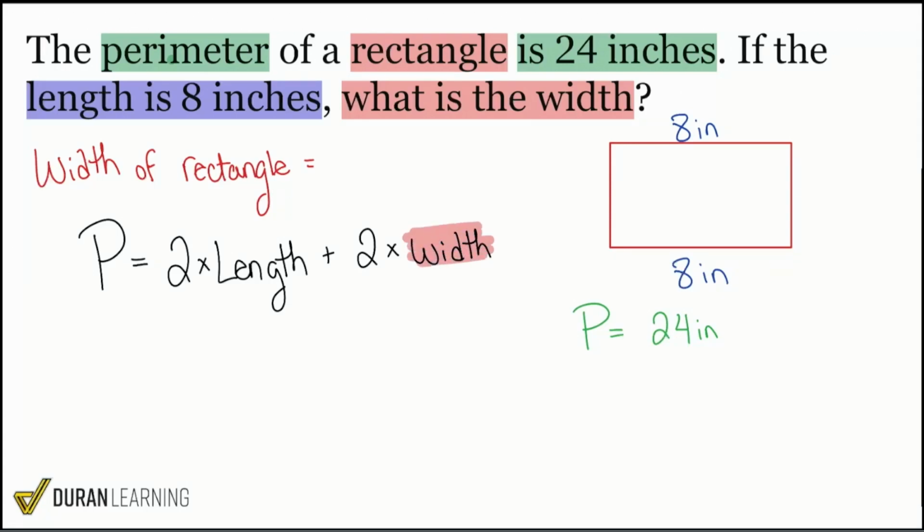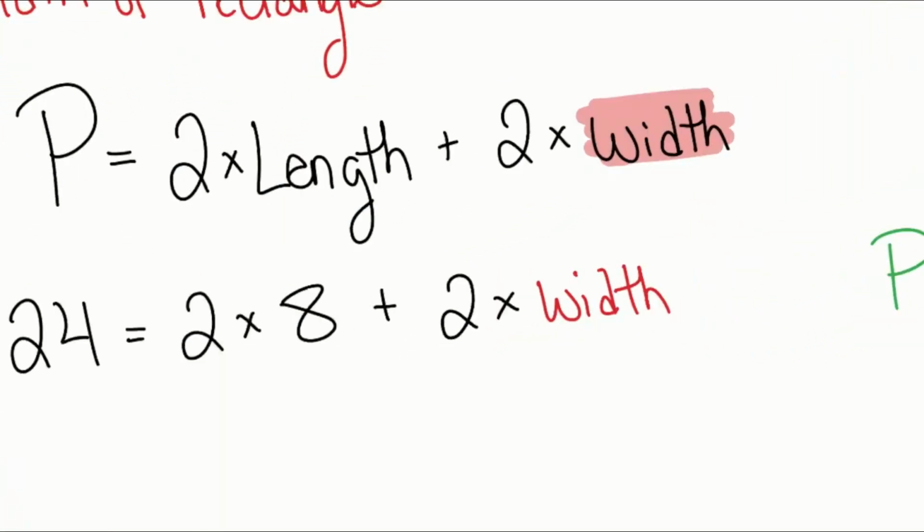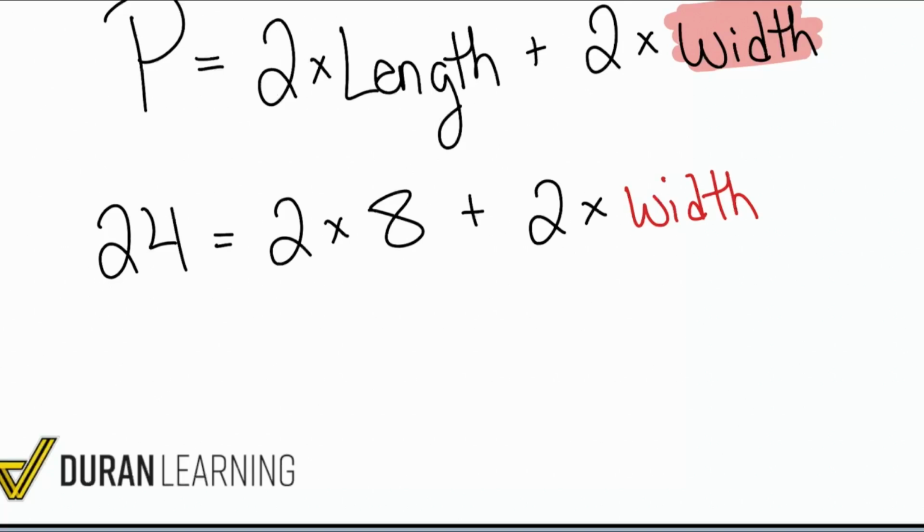So I'll highlight that right there, and I'll fill in the information that I have. Everybody quickly hit me. What is the perimeter that I'm given? Correct, 24. Next, what is the length that I am given? Correct, 8. And then we have everything else, 2 times the width. And I'll keep that in red right there. Everybody, is this solvable? Is this solvable?